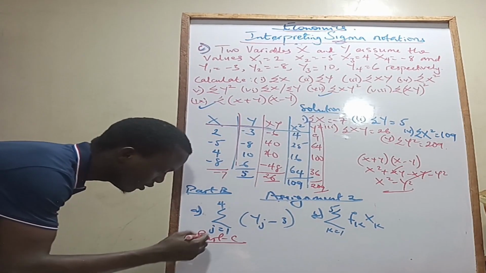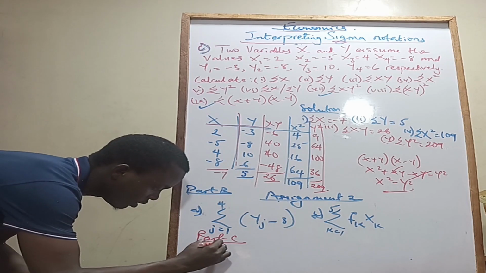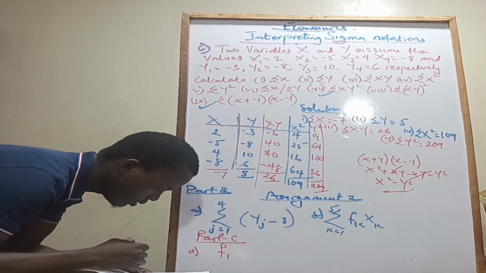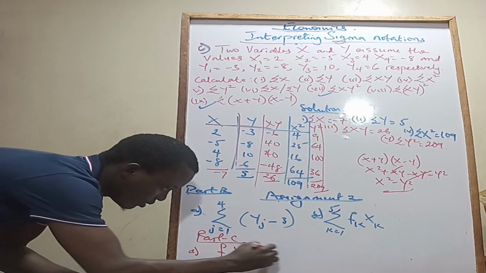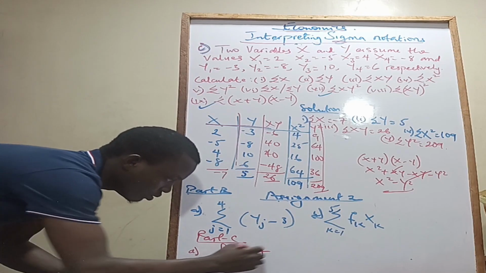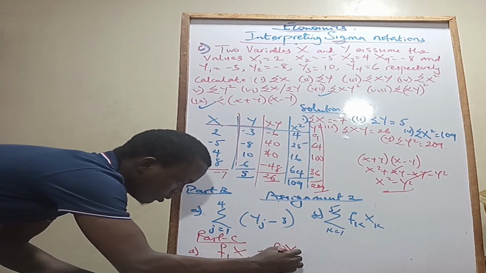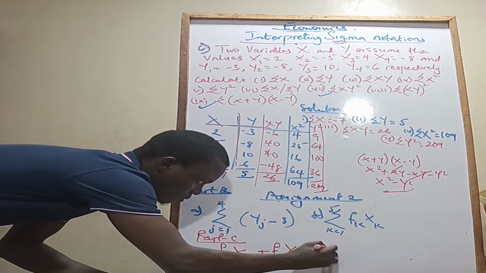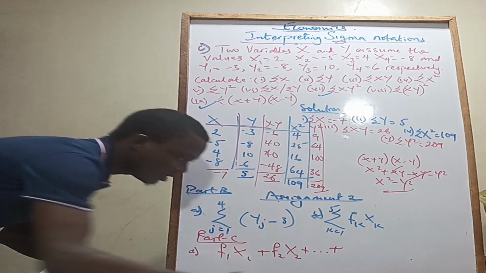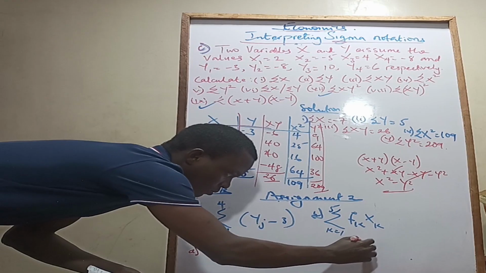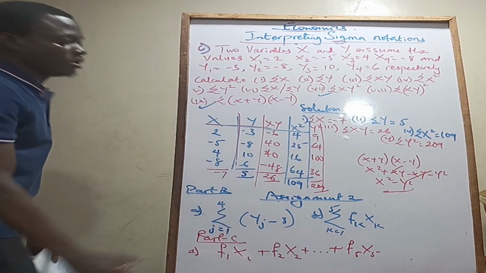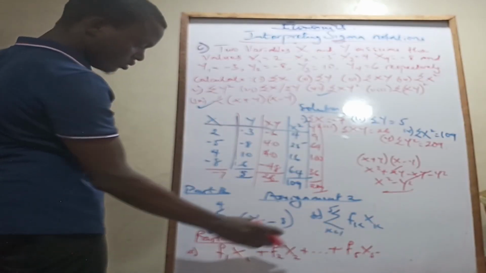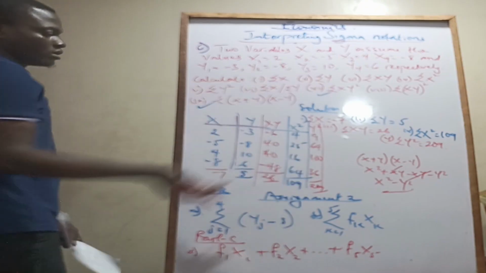F1x. So you have to expand this one. F1 expand. I mean contract it rather. F1 x1 plus F2 x2, then plus F5 x5. So all in all, 1, 2, 3, 4, 5.